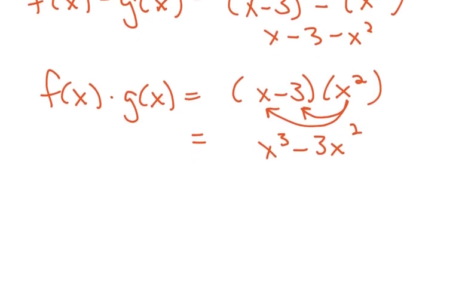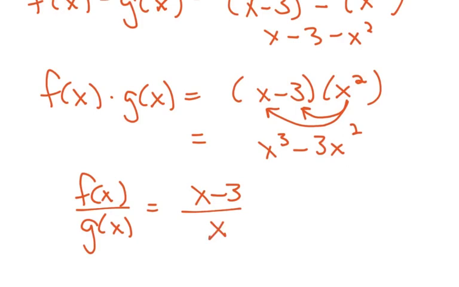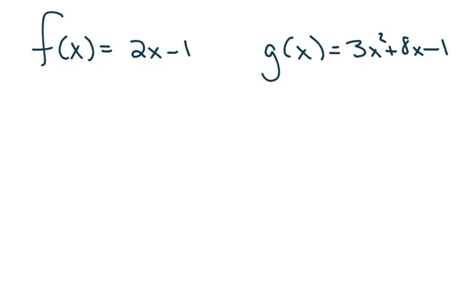And then the last operation is division. We're not going to do much with it other than we're going to write f of x on top and g of x on the bottom, and that's all we're going to do. The polynomials can get a little more difficult.